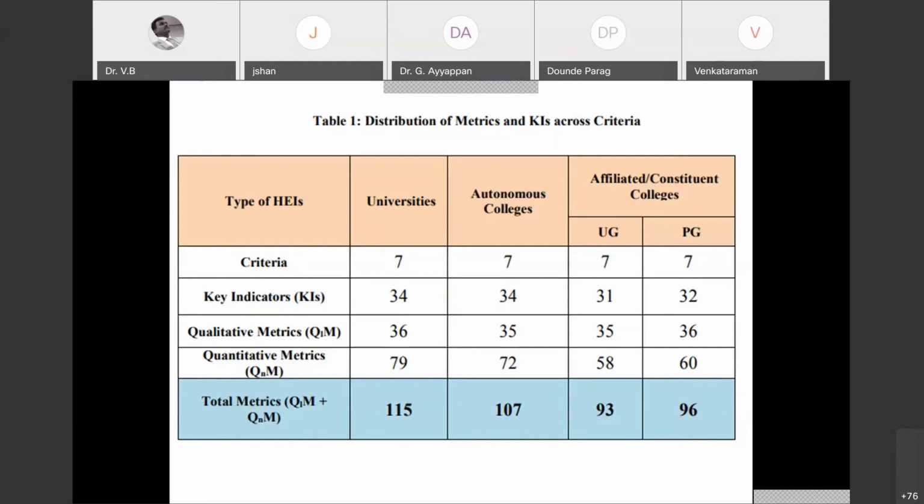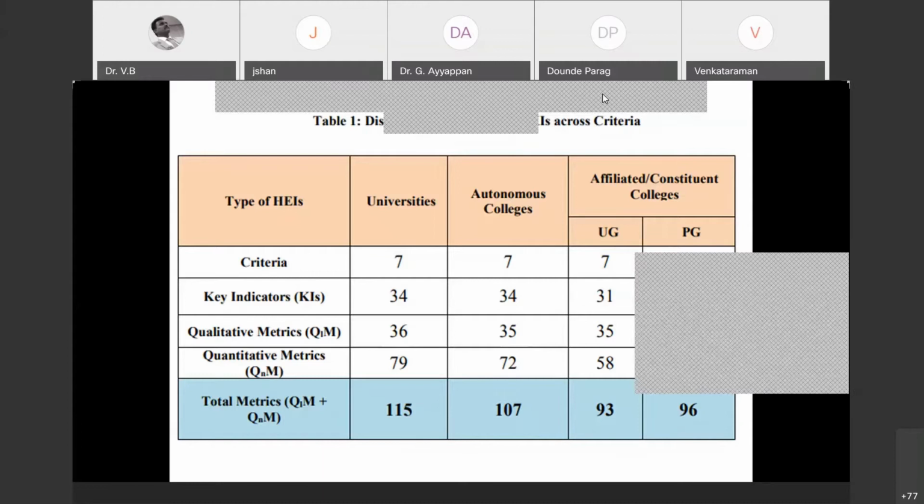As autonomous colleges, out of the total 107 questions, 72 would be purely data and 35 would be descriptive. And as affiliated colleges for UG, total is 93, out of which 58 is data and 35 is descriptive. And for a PG college, 96 is the total questions that are to be answered, out of which 60 are quantitative and 36 are qualitative.